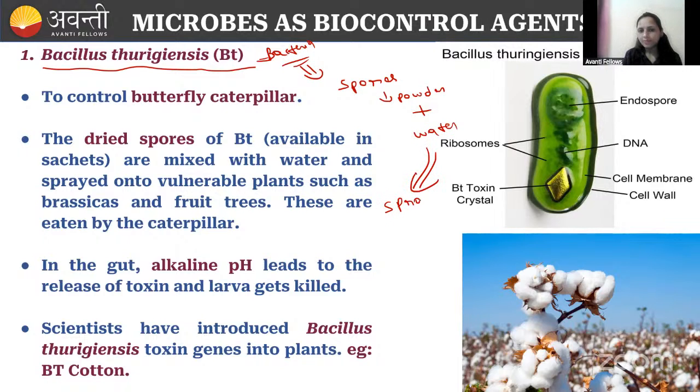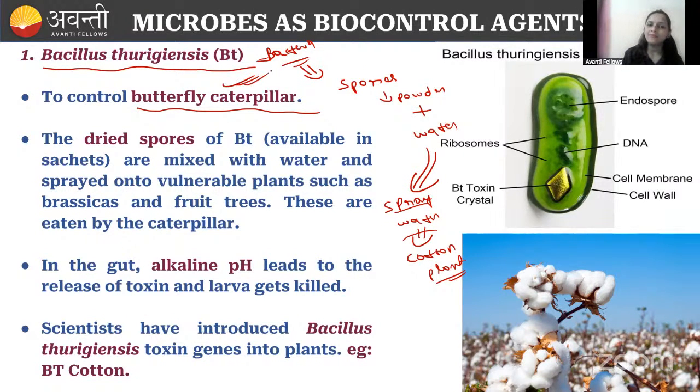We will spray this water on a cotton plant, for example Bt cotton, or any other plant which is affected by butterfly caterpillars. This is actually a bacteria, right? If we spray this water along with Bacillus thuringiensis, it will affect the caterpillar. The caterpillar will die.